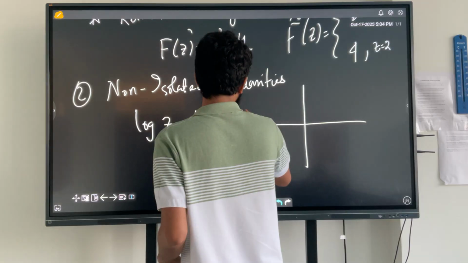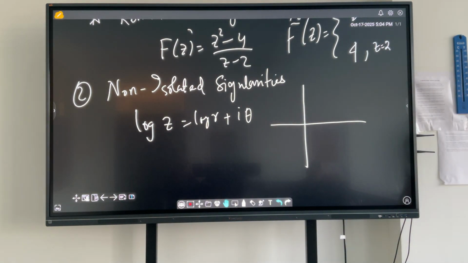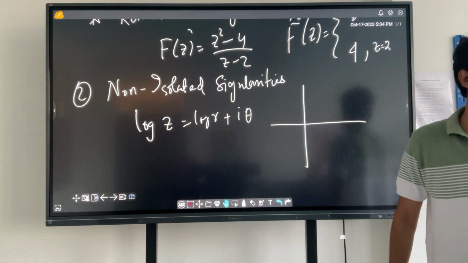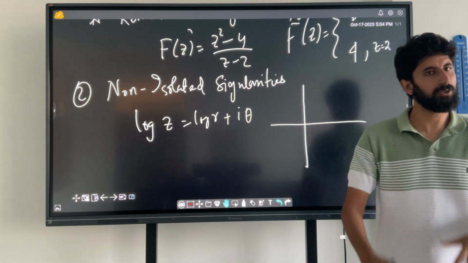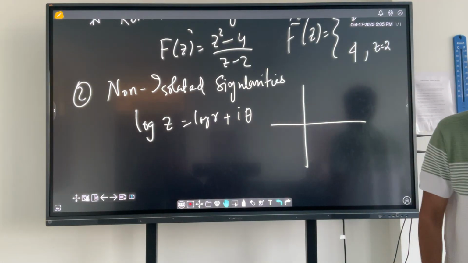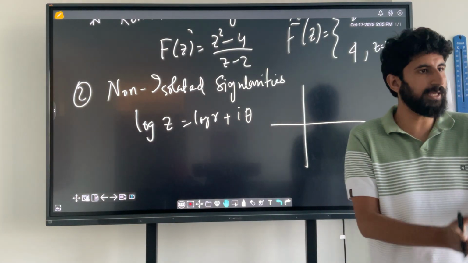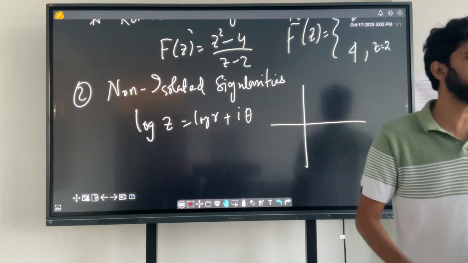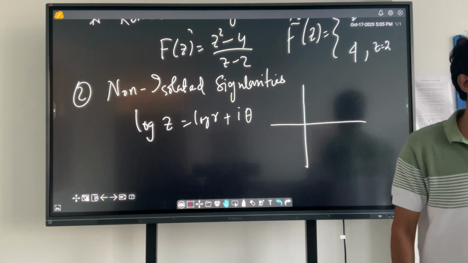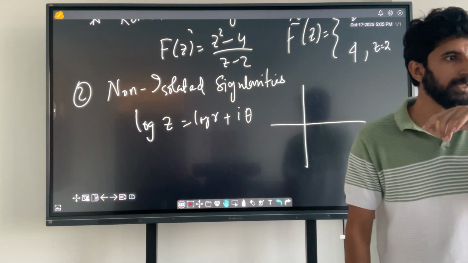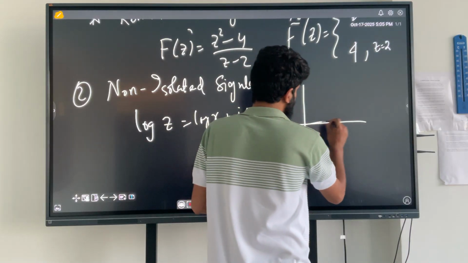plus i theta. Remember, for a function, at least the limit of the function should exist. That's the first thing. Complex differentiability comes later. If the function itself is discontinuous, if it has a jump, it won't be differentiable. Remember real functions: if the function has a jump, the derivative blows up.